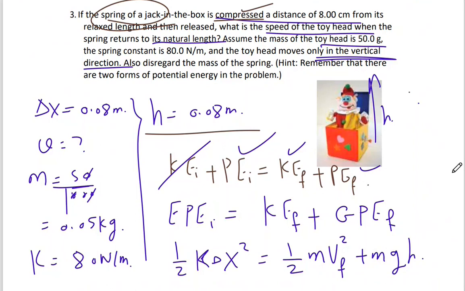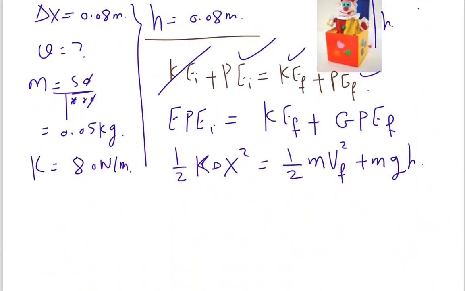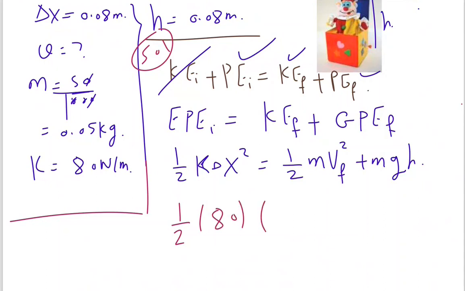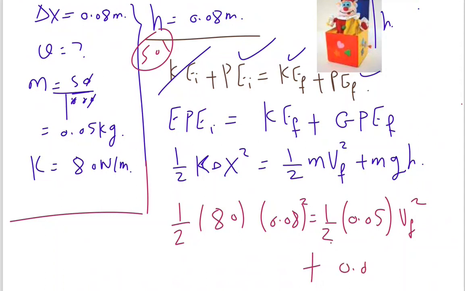Now plug in these values. So half, the spring constant is 80, delta x is 0.08 squared, equals half, the mass of the head of this toy is 0.05, times v final squared, we don't have it, plus mgh: m is 0.05, g is 10, and h is 0.08.